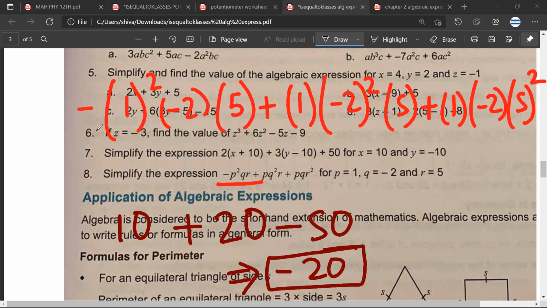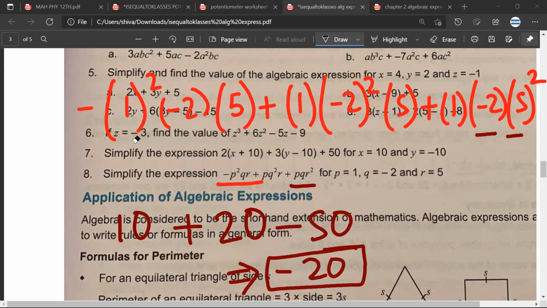भाई आपके 5000 कहाँ से चले जाते हैं यार? Okay, let us check whether I have done it right. Minus p square is minus 1 square. Q is minus 2. R is 5. P is 1. Q square is minus 2 square. R is 5. P, Q, R square. This is P, this is Q, this is R square. Now this seems to be okay till here.